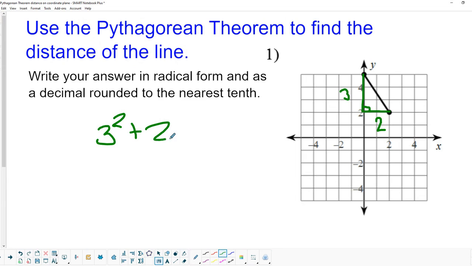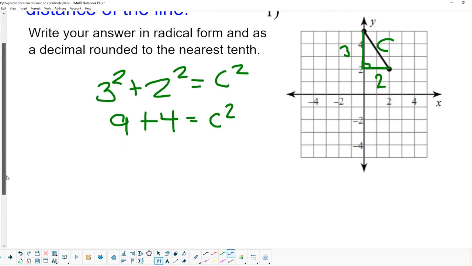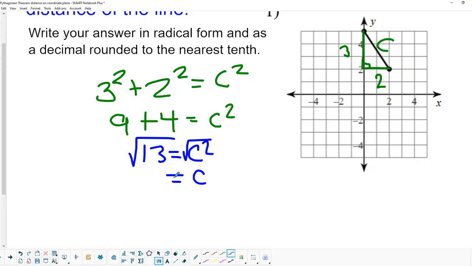plus b squared equals c squared. And 3 squared is 9, 2 squared is 4, and all of that equals c squared. So now when I combine 9 and 4 together, I get 13 equals c squared. To find c, I have to take the square root of both sides of my equation. And so I end up with c equals the square root of 13, which is your answer if you just leave it in radical form.